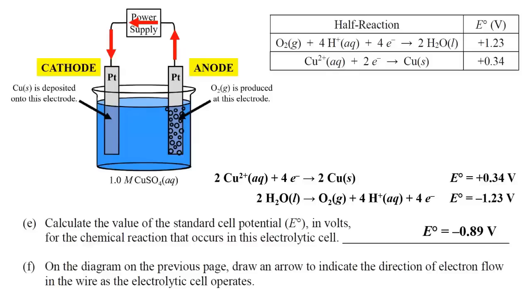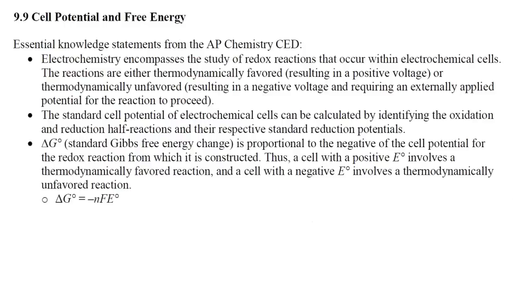Okay, now we are ready to move on to our next topic in this packet. This is topic 9.9, cell potential and free energy. Here are some essential knowledge statements from the AP Chemistry course and exam description.